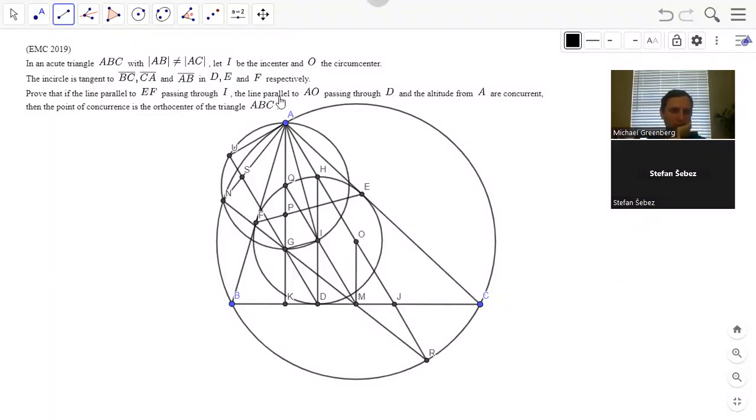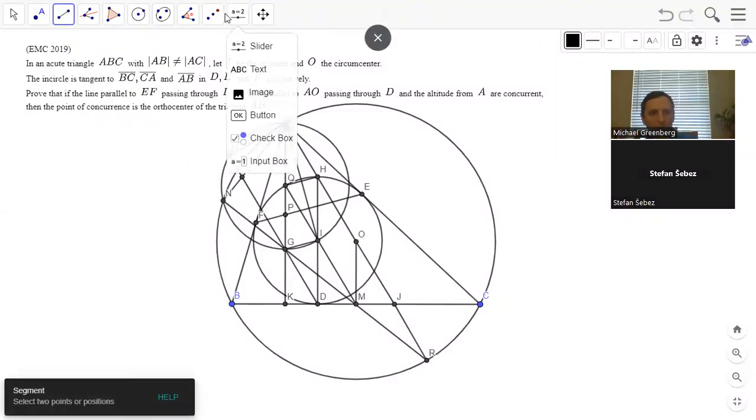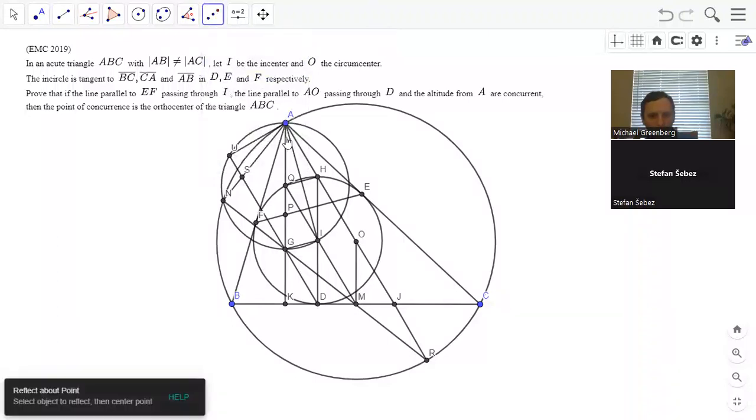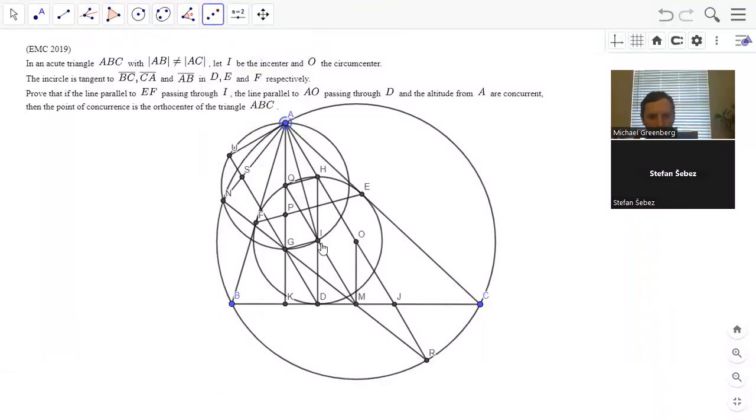So QH is parallel, so QHIG is a parallelogram. That we know. Okay, now I know what is equivalent actually. So if you reflect A over I, then because we know that GI bisects angle AGD, and also since GI is perpendicular to AI, then we know that GD and A prime are collinear.